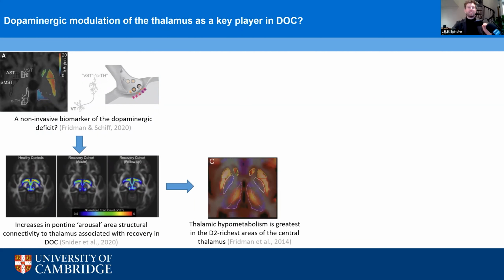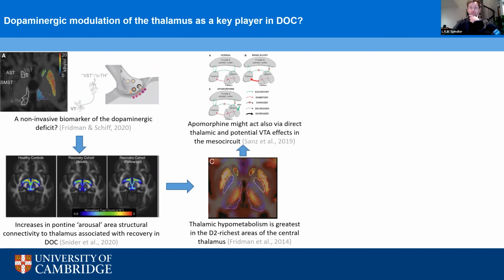And in fact, the thalamic hypermetabolism that I was talking about beforehand, that has been measured using FDG PET, is the strongest in the D2-richest areas of the central thalamus, so the D2 dopamine receptor. So again, this really speaks to such a modulatory deficit that we might be capturing here. And this might actually suggest that apomorphine, as you are trialing currently at the GIGA, may act also via direct thalamic and potential VTA effects in the mesocircuit to elicit its consciousness-promoting properties.